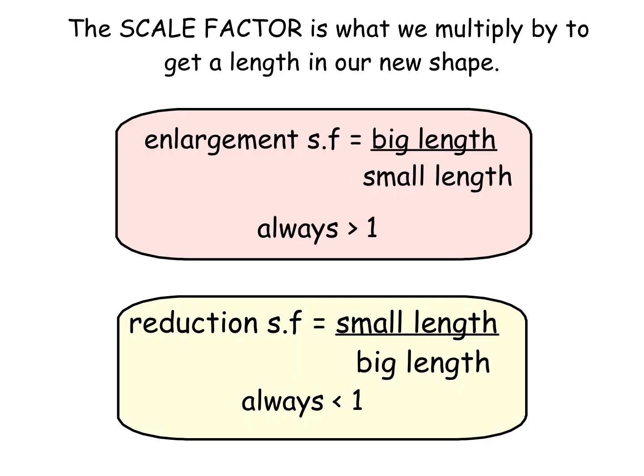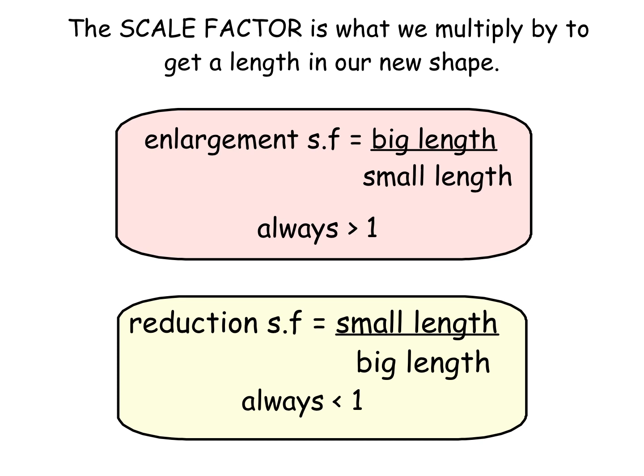So you've heard me talking about this thing called the scale factor a couple of times. The scale factor in maths, by definition, is what we are multiplying by to get the missing length in our new shape. Now your scale factor can either be a whole number, a top heavy fraction, or just a simple fraction. So you have two things to consider. Is the new shape you're finding the missing side in an enlargement or a reduction?